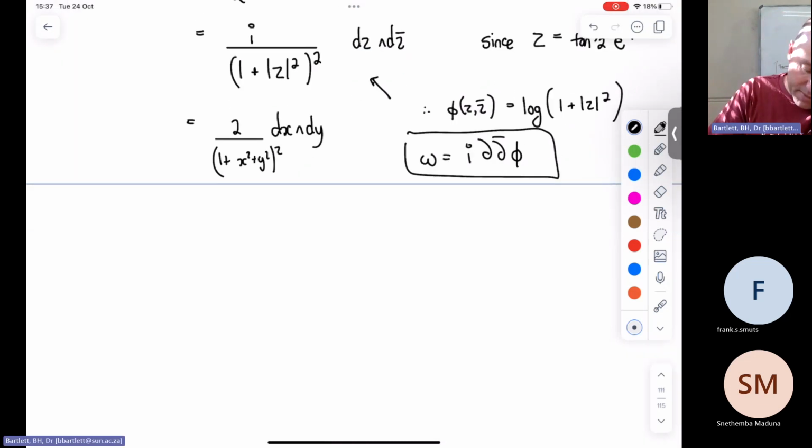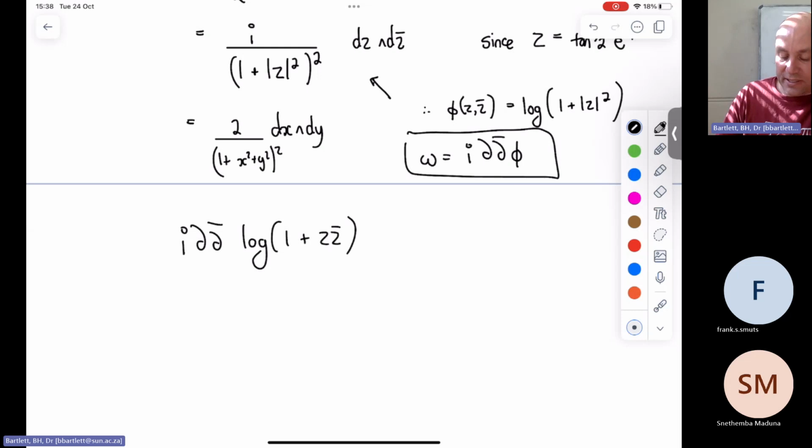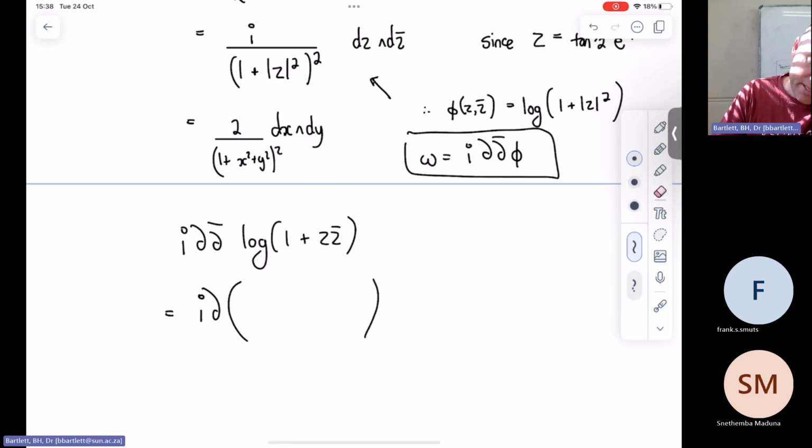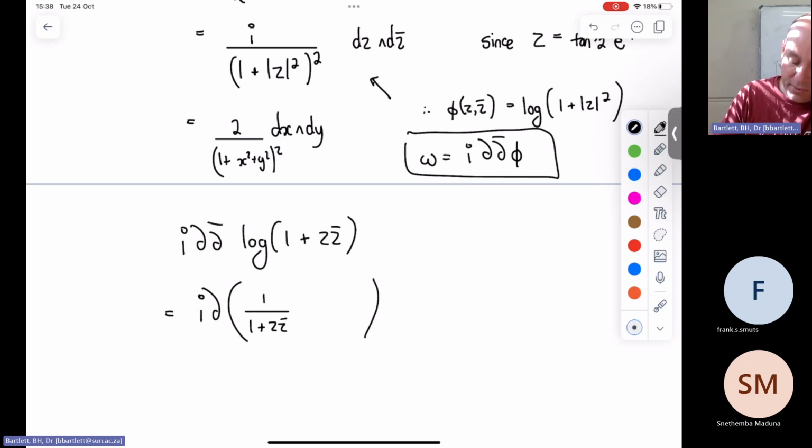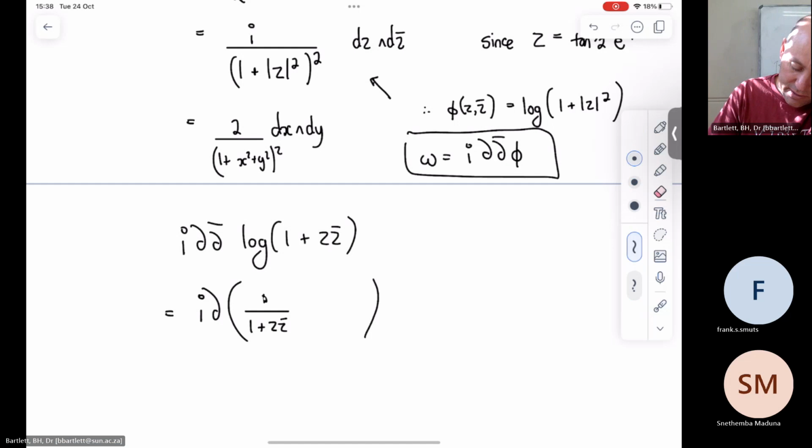Right, so I want to calculate i del del bar of log 1 plus z squared. Now z squared is z bar, right? So let's do that. When I do this del bar, I've got to differentiate this with respect to z bar. When I do that, I get 1 over 1 plus z bar by the chain rule times the derivative of the inside with respect to z bar. And that's going to give me a z. So I get a z there, and then I get a dz bar.